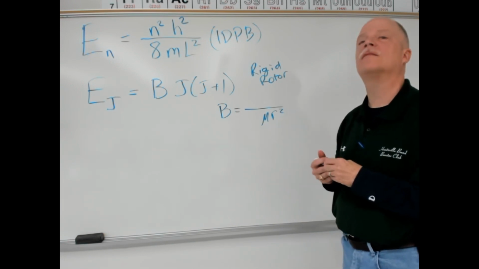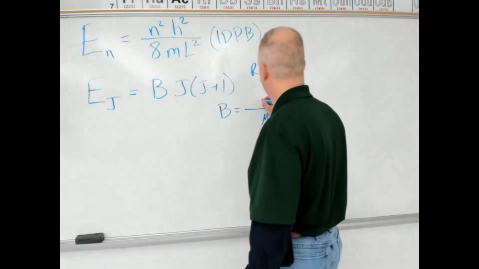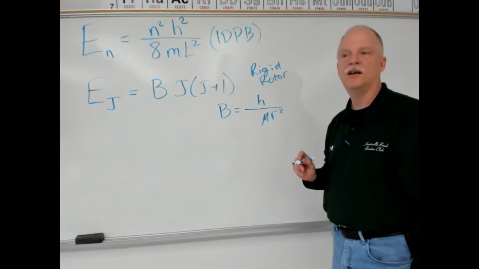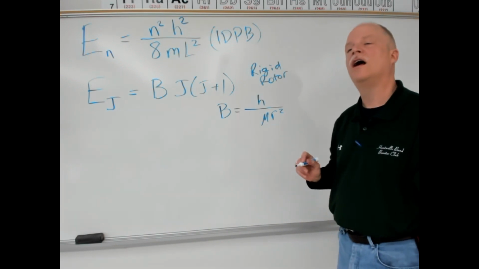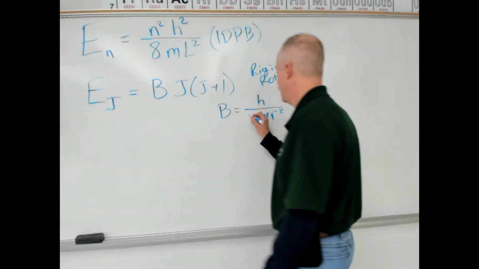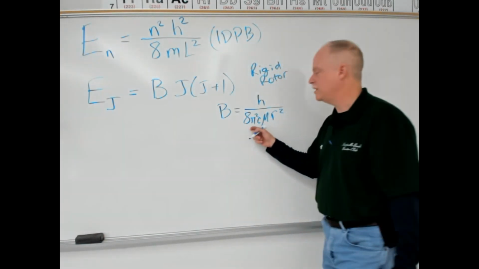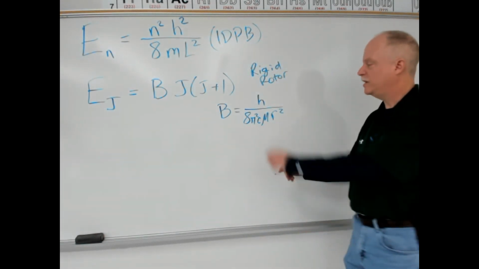What's on top? H. Not squared or anything like that, so H. And then on the bottom it's 8 pi squared C. Okay, 8 pi squared and C. But those are all constants.